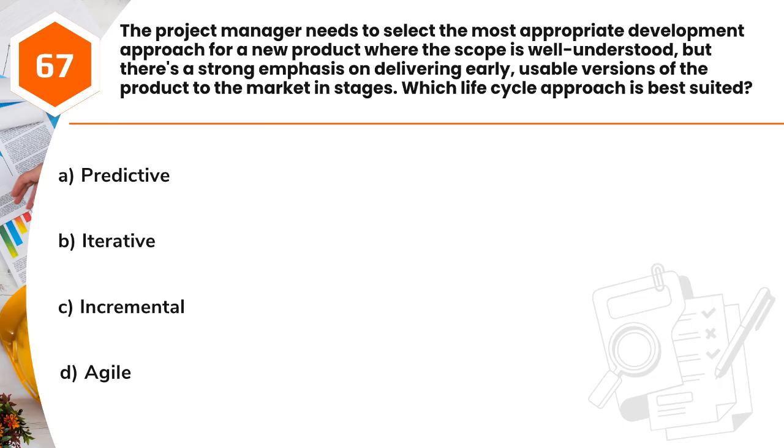Question 67. The project manager needs to select the most appropriate development approach for a new product where the scope is well understood, but there's a strong emphasis on delivering early, usable versions of the product to the market in stages. Which life cycle approach is best suited? A. Predictive. B. Iterative. C. Incremental. D. Agile.